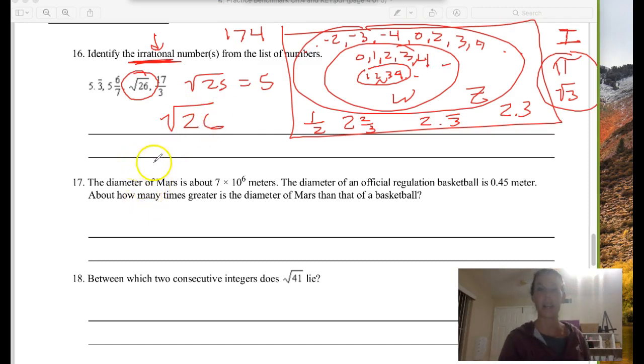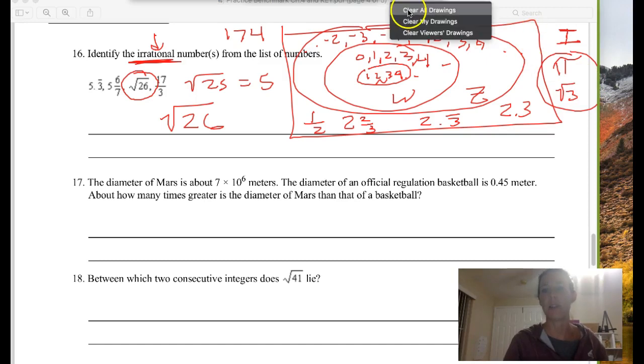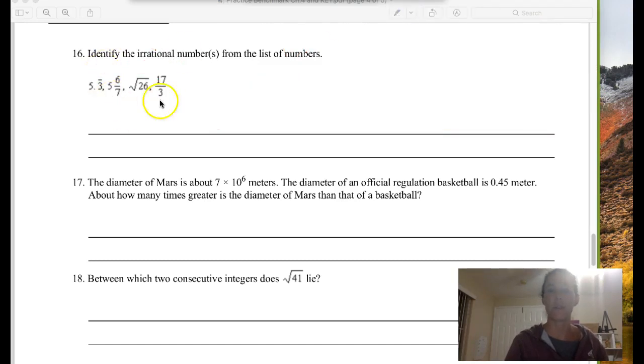Make sure you understand that. Irrationals are going to be square roots of numbers that are not perfect squares, okay? They go on forever, and they never repeat, and they never terminate. Those are irrationals. Okay, so let's go to 17.